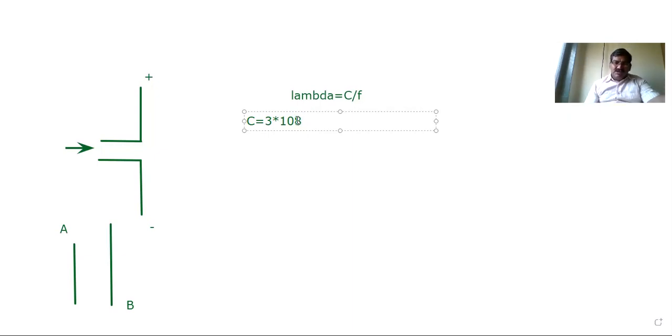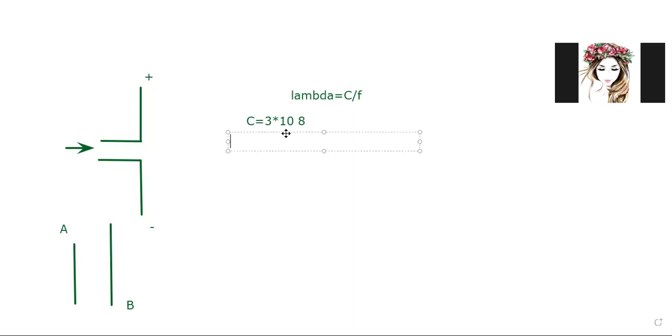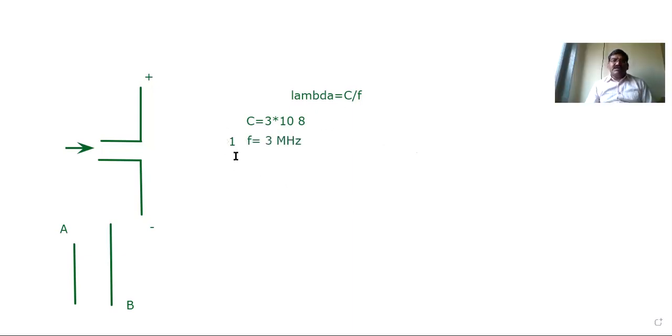Okay, so 3 into 10 to the power 8. This is my C. I'll take the frequency, which is another parameter. Now I'll take the frequency f equals, intentionally, 3 megahertz, so that the calculation becomes easy. 3 megahertz means how much? I'll say this is f1. 3 into 10 to the power 6, right? Yes, right. So this is the first example.